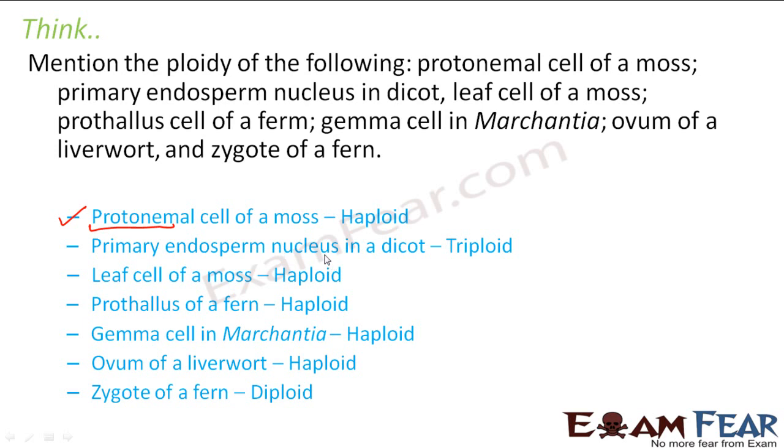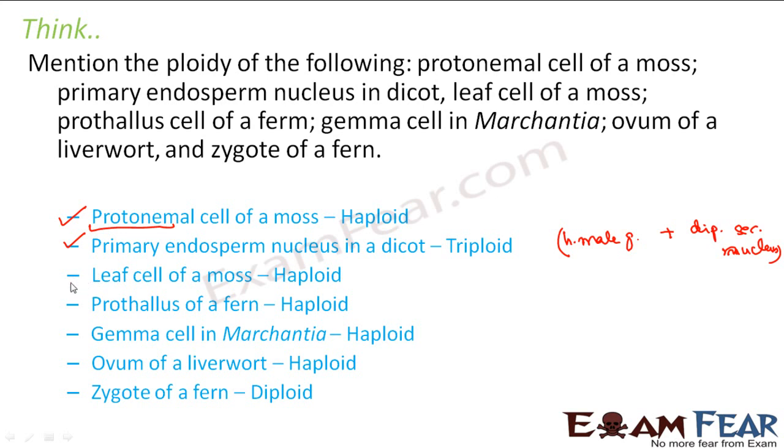Primary endosperm nucleus in a dicot. So when is a primary endosperm nucleus formed? Primary endosperm nucleus is formed by the fusion of a male gamete and the diploid secondary nucleus. So this male gamete is haploid and this is diploid. So haploid plus diploid will form triploid. Therefore, primary endosperm nucleus is triploid.